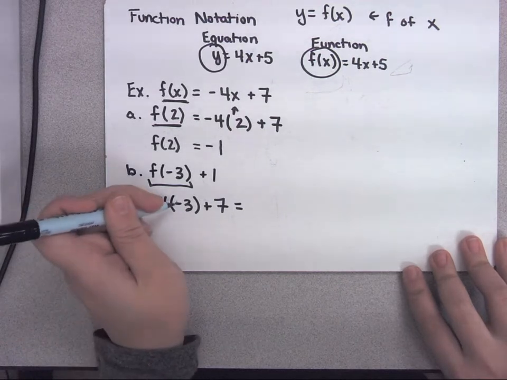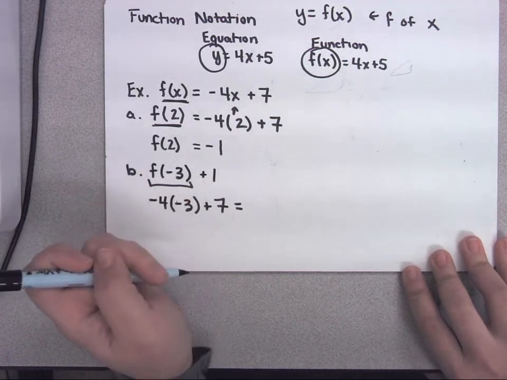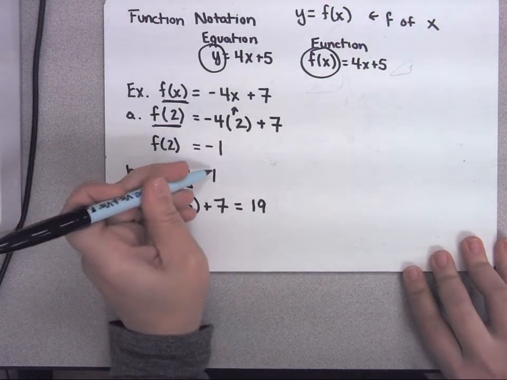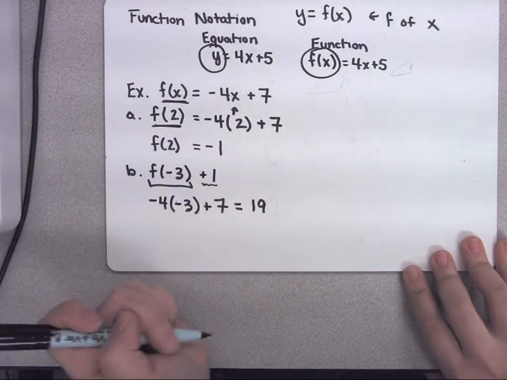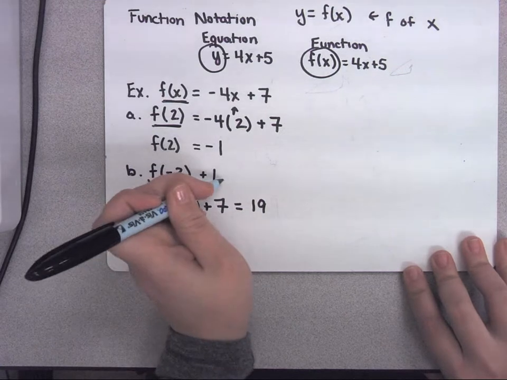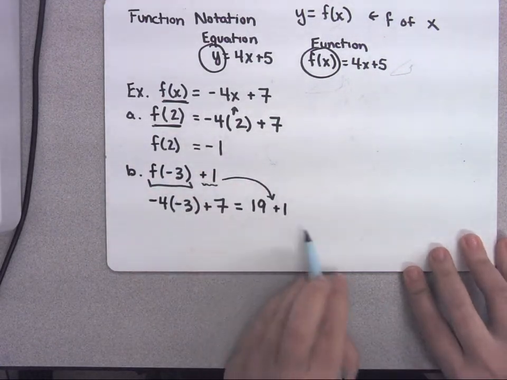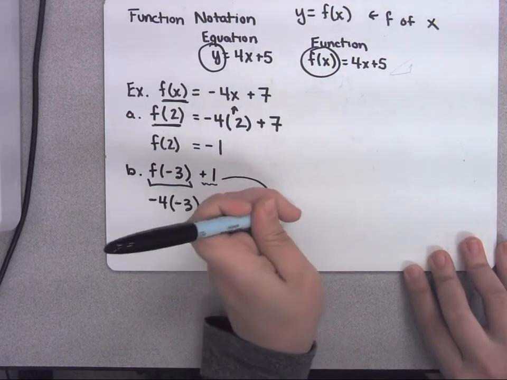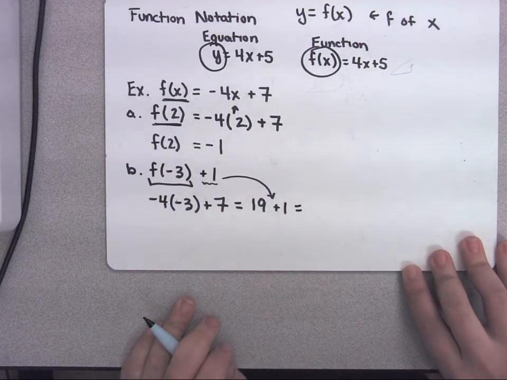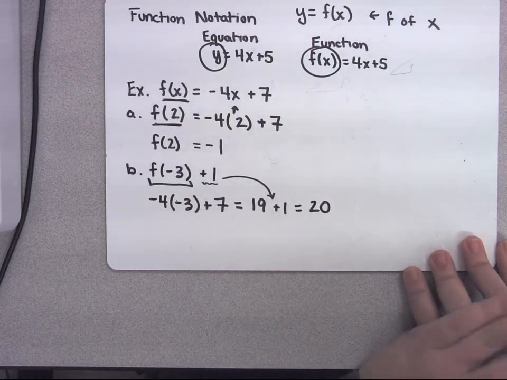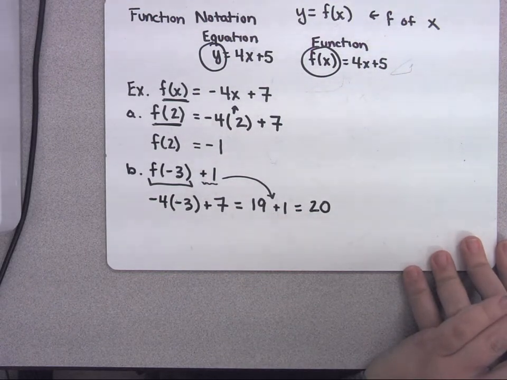What is negative 4 times negative 3 plus 7? Emily? 19. But the end of our part B said what? Plus 1. What do you think we're going to do? Plus 1. So you do that at the end after you plug stuff in. So then what's my final answer going to be? 20. Does that make sense? Yeah? That's not so bad?